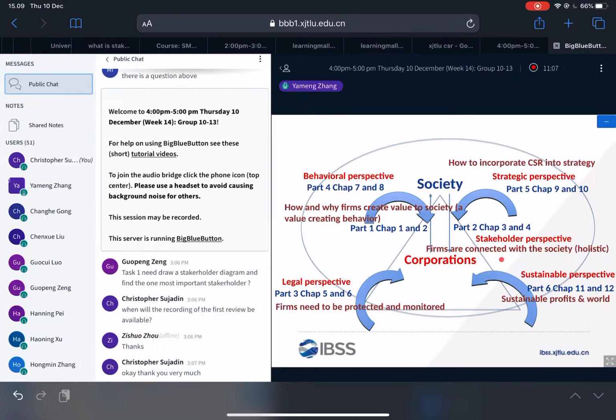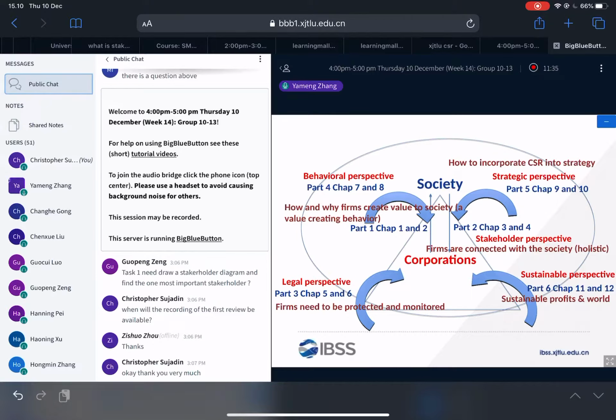For chapter 4, we know that firms should take responsibility to the society or to the stakeholders in the society. The society and stakeholders should also frame a healthy business environment and take responsibilities to the firm. Okay, so they have the interaction between each other. So this is the stakeholder perspective.